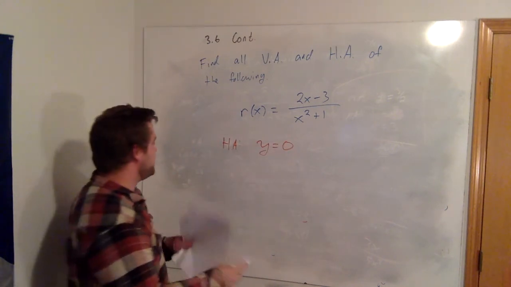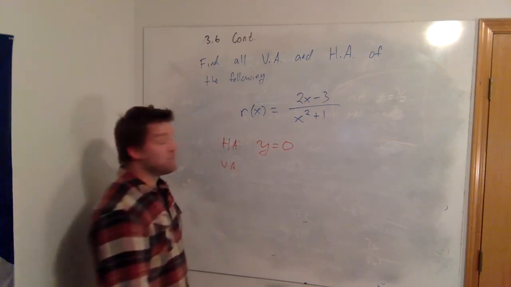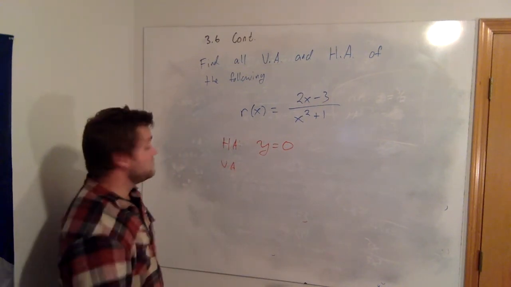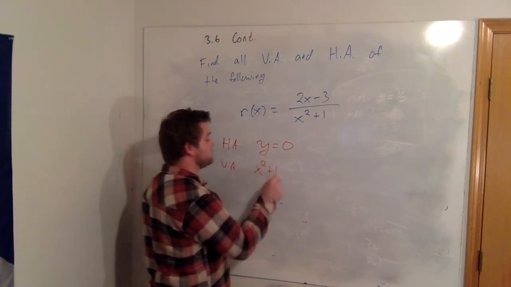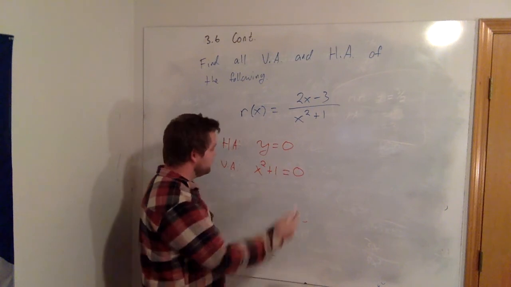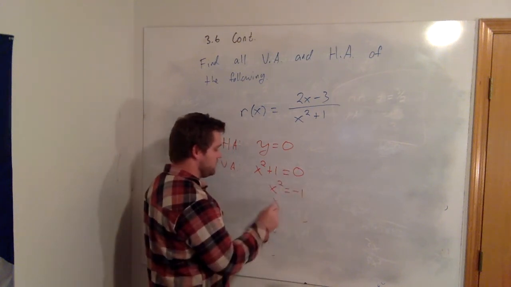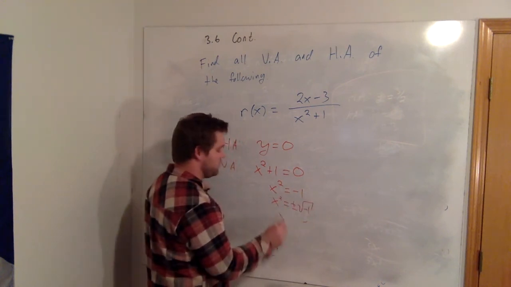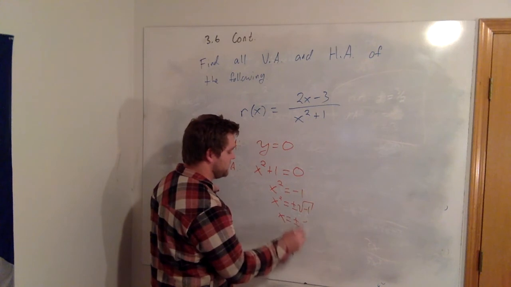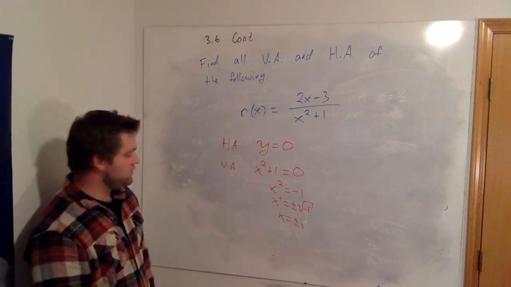Okay, let's try to find the vertical asymptotes. The vertical asymptotes happen where this function is undefined. Specifically, that's when the denominator is 0. So that's going to be when x squared plus 1 equals 0. You try to solve this, you'd get x squared equal to negative 1, or x equal to plus or minus the square root of negative 1, or x would be equal to plus or minus i. So here we have imaginary vertical asymptotes.